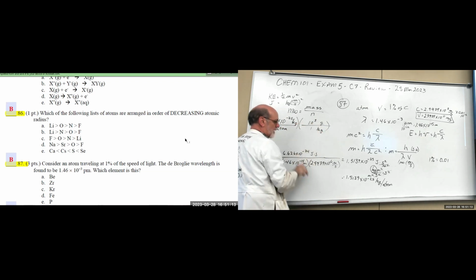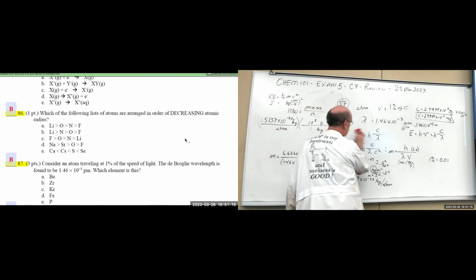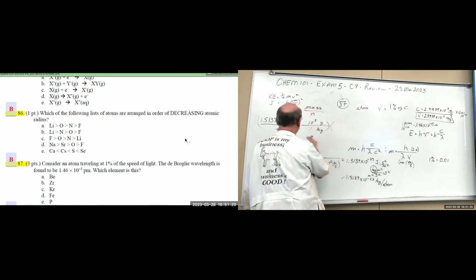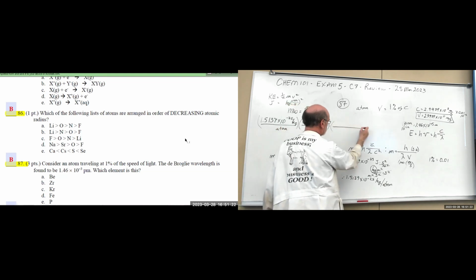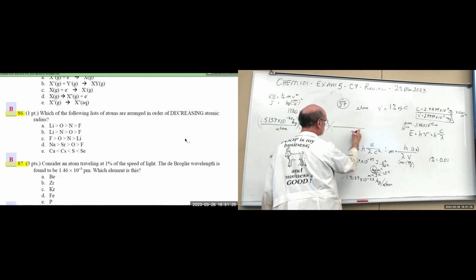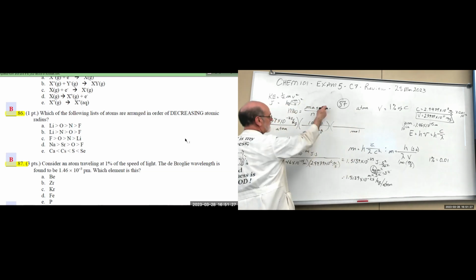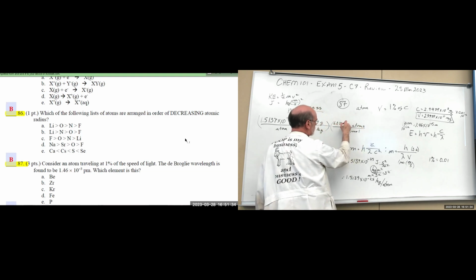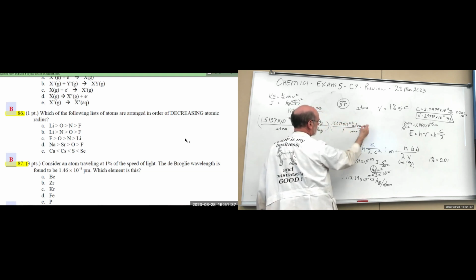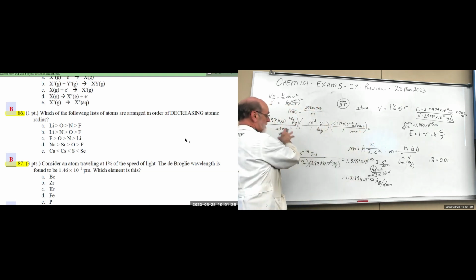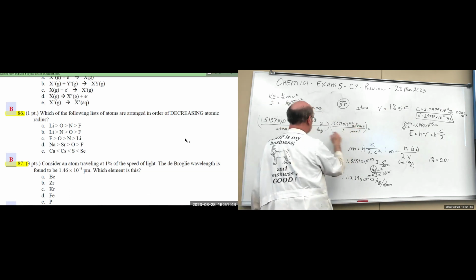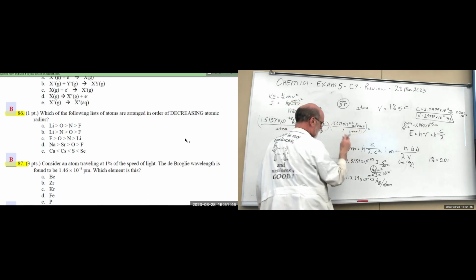Okay, so that's grams. Now we need to change atoms to moles. So how many atoms in a mole? We need moles on the bottom, right? Grams per mole. So how many atoms in a mole? 6.022 times 10 to the 23rd atoms per mole. There we go. So now we've done all the atoms. Now we got grams per mole.